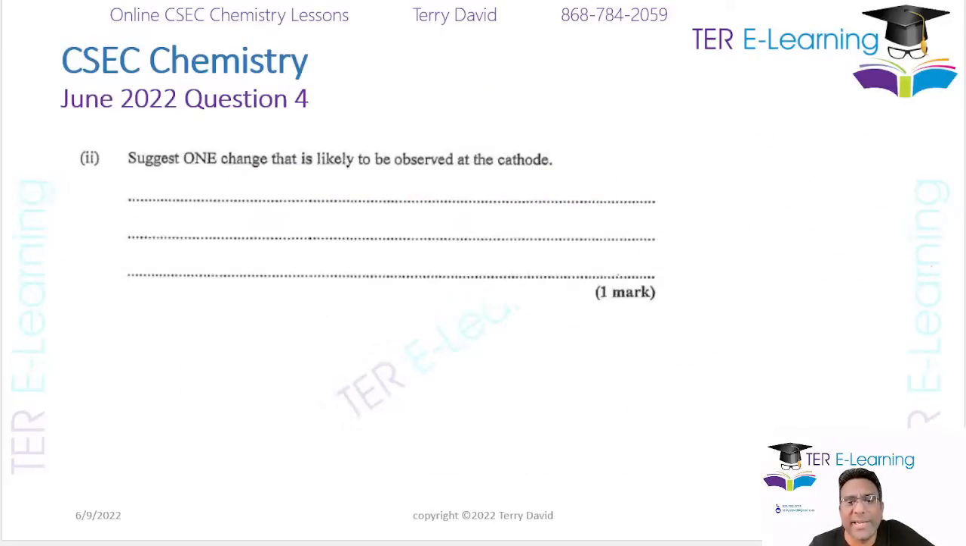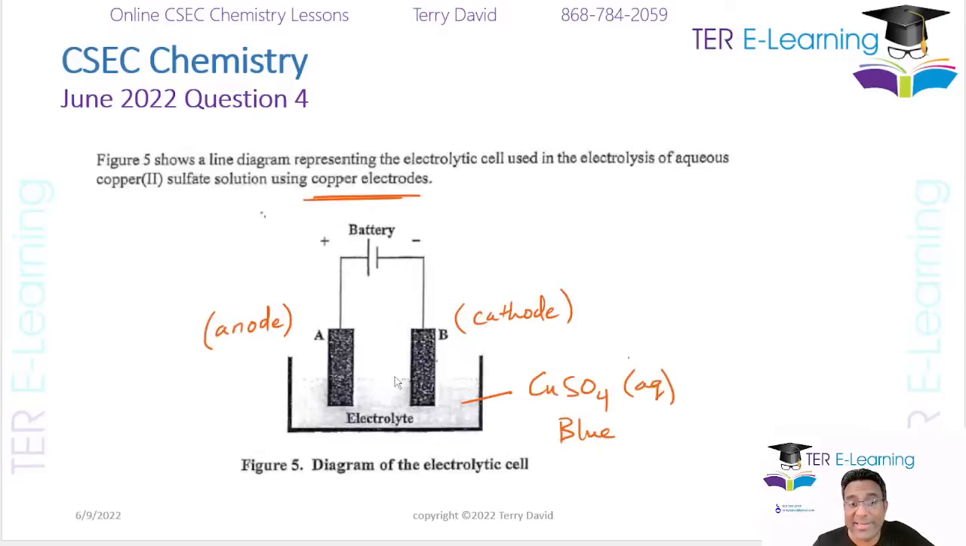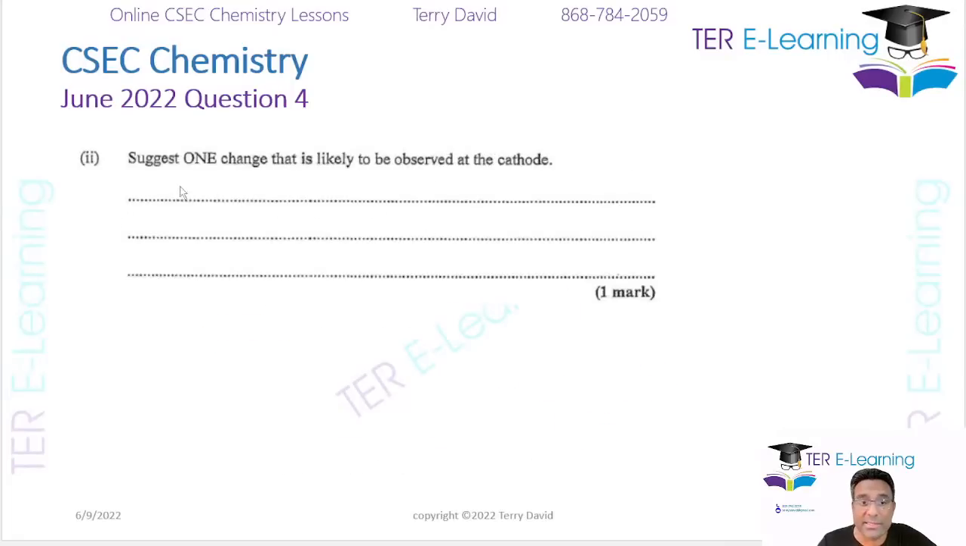So just one change that is likely to be observed at the cathode, right? So remember, in this particular, let's go back to the diagram. I always draw the diagram. I try not to guess. So what's happening here is that in the electrolyte here, your Cu2+ ions are going to migrate and they're going to deposit around this here. So one change is that you're going to see copper, or you can say the mass of the cathode increases, right? So the mass of cathode increases. So that's one possible answer.